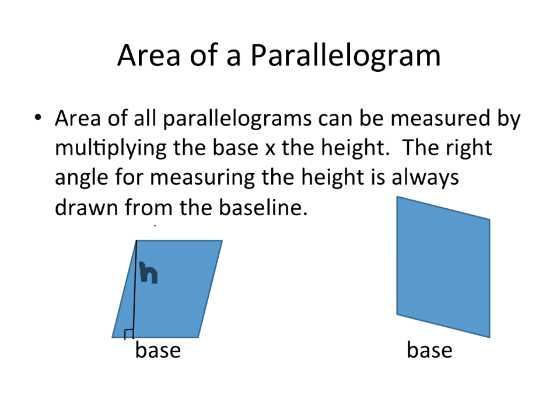Okay? So you can see the area of all parallelograms can be measured by multiplying the base times the height. The right angle for measuring the height is always drawn from the baseline and always has a right angle. Okay? So on this one, what are we going to do? Okay. It's not straight. So we're going to draw that line for the height at a right angle. Is that one going to work? No. Is this one going to work?